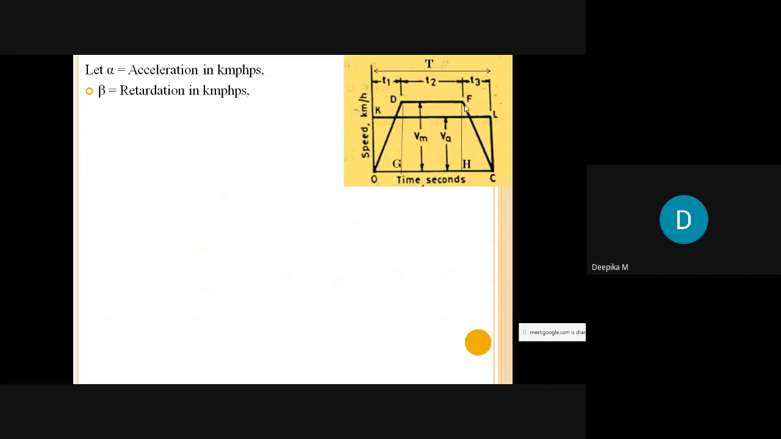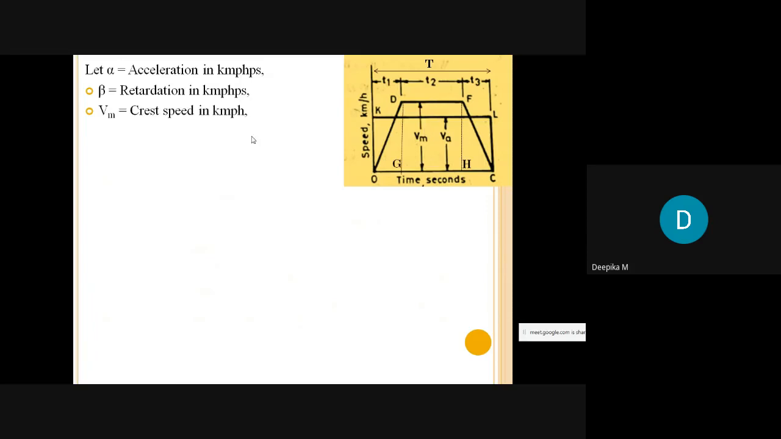That is, after the train has attained its maximum speed at the end of its free running period, this FC is called the retardation period. That means the brake will be applied to the train, so the speed is going to reduce, and at point C the train comes to rest. So the braking also has to be applied. Therefore beta is the retardation in kilometer per hour per second, and Vm is the crest speed, or maximum speed, in kilometer per hour.